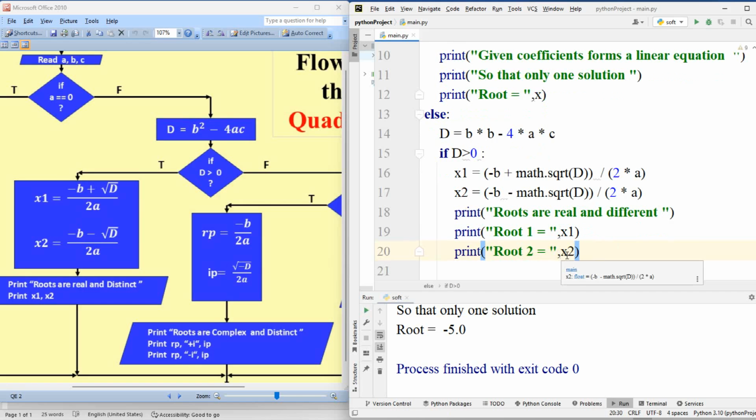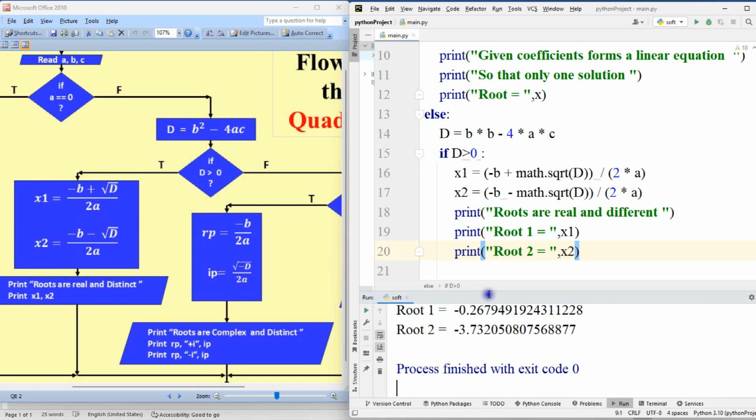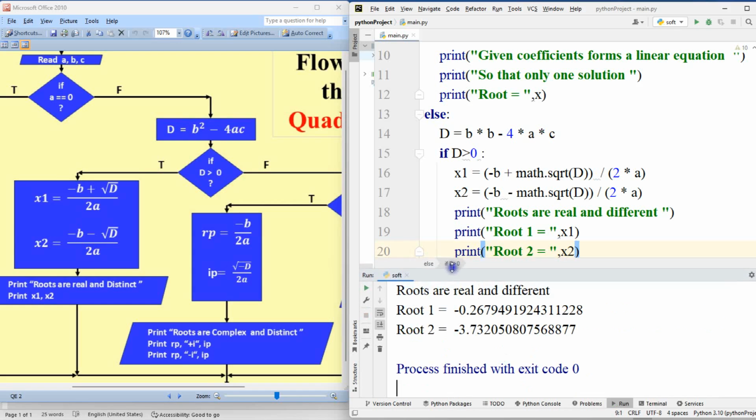Here only, let us execute once again. The a value should not be 0, so let us enter 1. The d value should be positive, so 4 and 1, and press the enter key. You can see here roots are real and different. We got the R1 and R2 values like this.